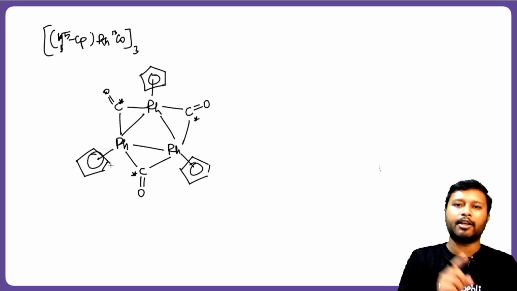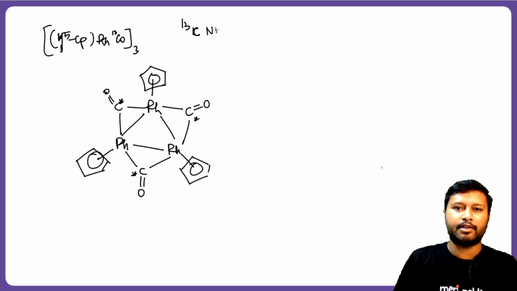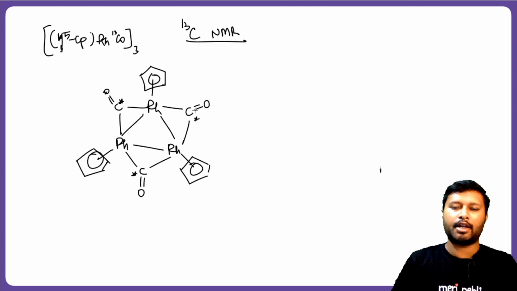So the first thing is to find out how many types of, and by the way, we are doing 13C NMR over here. So what is the NMR active species, or which group are you going to look at for NMR over here? You are going to look at the carbon. So 13C NMR, you are going to look for the carbons.